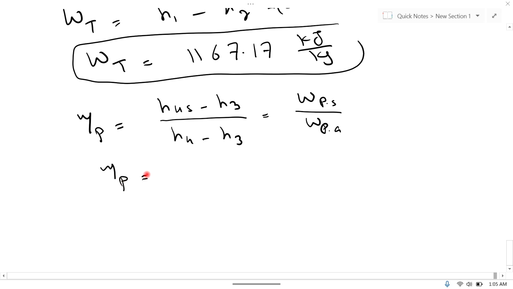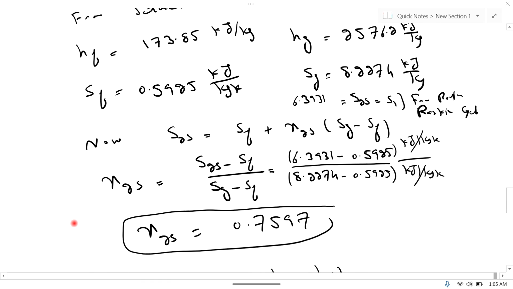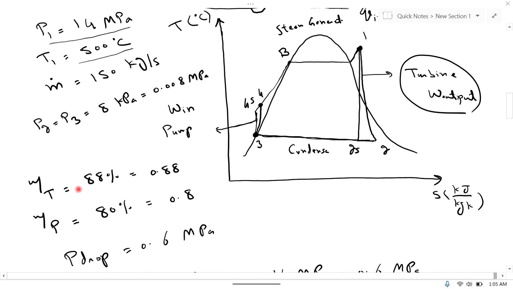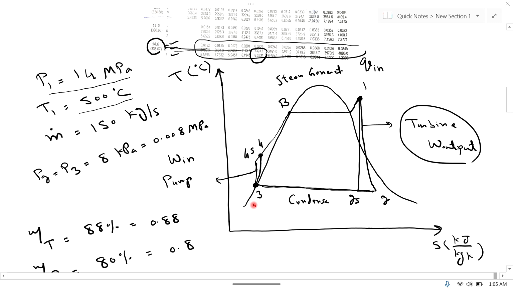Pump efficiency, WPS. Basically this is work, and work is PV, pressure into volume. So there is a change in pressure in the pump. In the pump, we know that pressure increases from 0.008 megapascal to 14.6 megapascal, and the work of the pump is to increase the pressure. So P2 is equal to P3, which is 0.008 megapascal, and the pump outlet pressure is 14.6 megapascal.